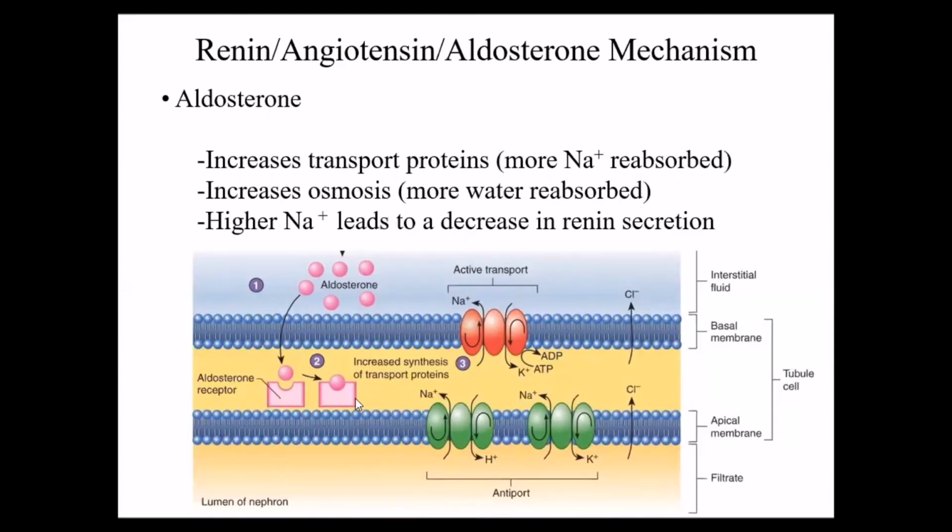This is actually inside of the cell, not inside the tube. Down here where it says lumen, that would be inside of the actual tube, and that's where the filtrate would be. But you would have receptors in the membrane of this tube that this aldosterone hormone would bind to, and that triggers the production of more sodium transports.